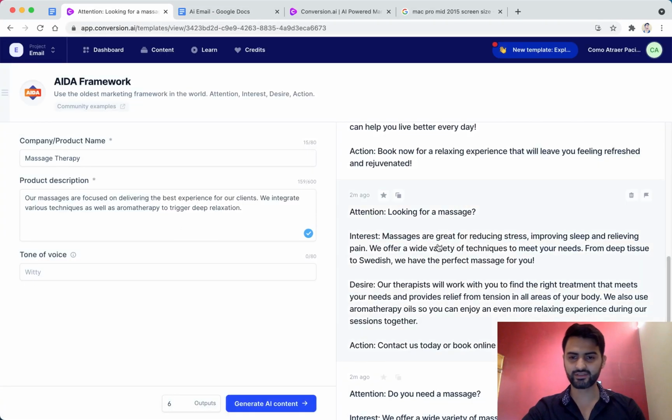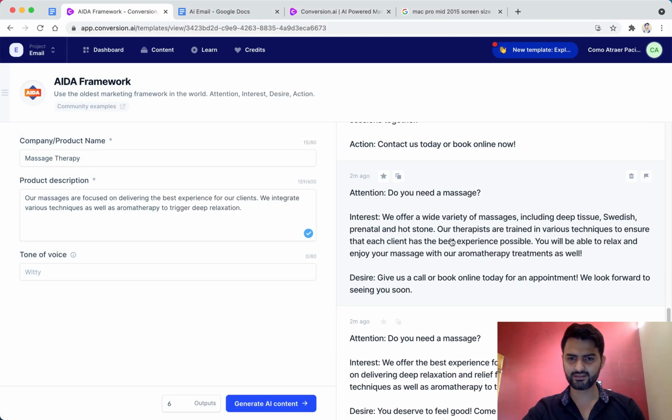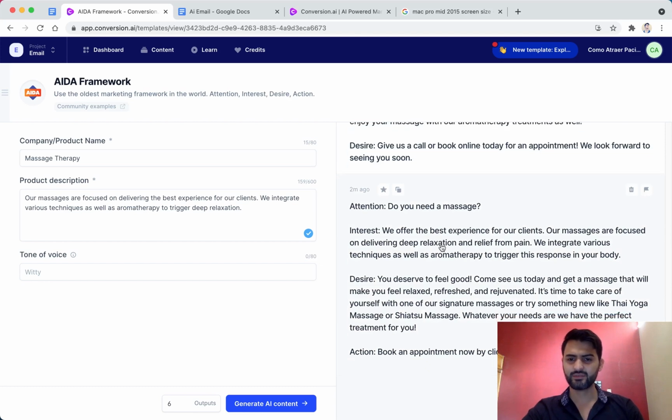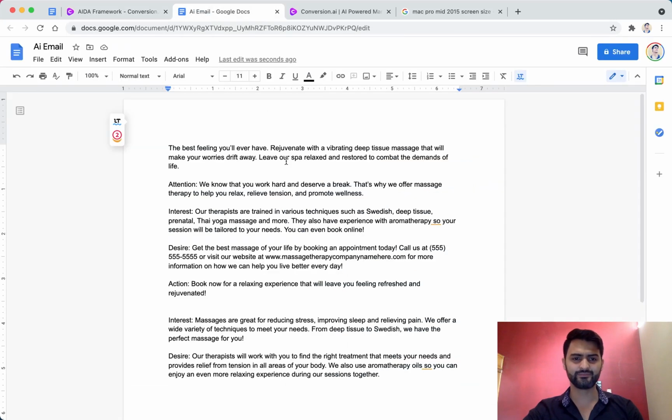They are actually creative. And let's take, do you need a massage? We offer a wide variety of massages, including deep tissue. It's just basically the same as the top one. We offer the best experience for the clients. Okay, so I like those two.